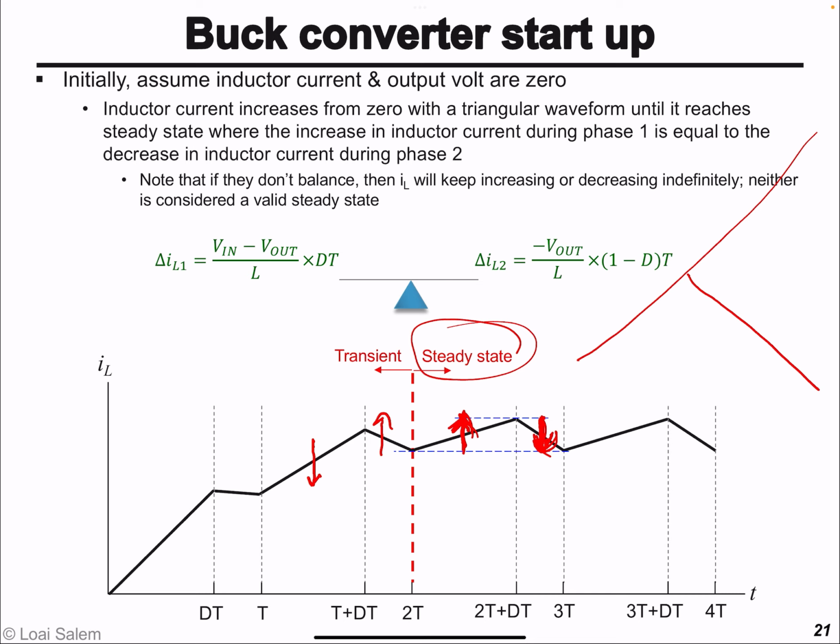The only valid steady state is when the increase in the inductor current in the first phase is equal to the decrease in the inductor current in the second phase. Otherwise we are in transient, not in steady state. So the only way to reach a steady state is when the increase in the inductor current in the first phase is equal to the decrease in the second phase, and that's essentially what's called the inductor volt-second balance principle.